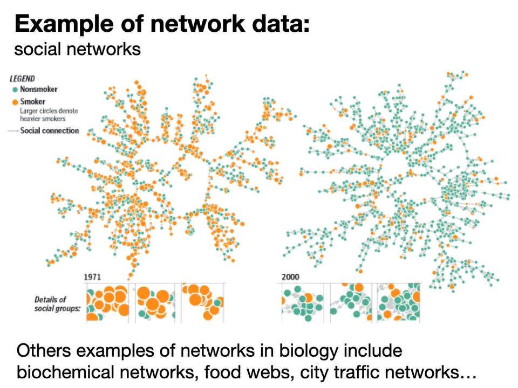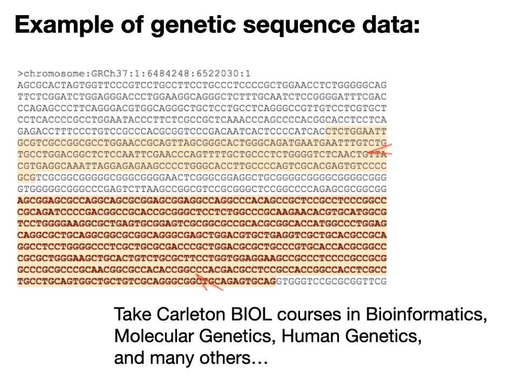Now, social networks are not the only kind of networks in biology. Biochemistry is full of networks. Food webs in ecology are networks. You can go beyond biology. There's networks everywhere. There's traffic networks in cities. There's networks that map how airplanes connect different places in the world. It's everywhere. Okay, last example of fancy data, genetic sequence data.